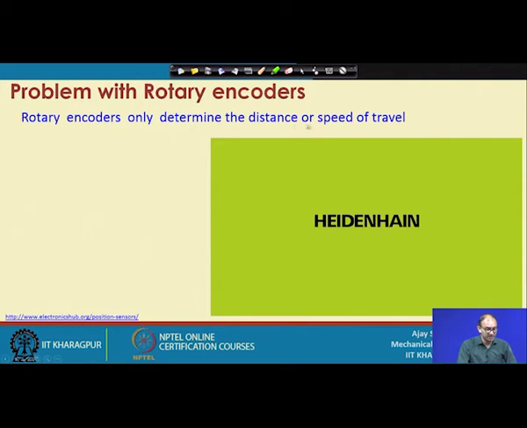The rotary encoder only determines the distance or the speed of travel. That means if it is rotating at some RPM, then we will definitely get it, because at every instant of rotation you are getting one signal. The faster you are rotating, the faster you are getting the signal. So, RPM you can easily get. It will also find the distance, as we have seen: if you know the pitch of the lead screw, and how much is the rotation of that particular shaft. If one rotation is there and 5 millimeter is the pitch of the lead screw, then it will move 5 millimeter in the translation direction.